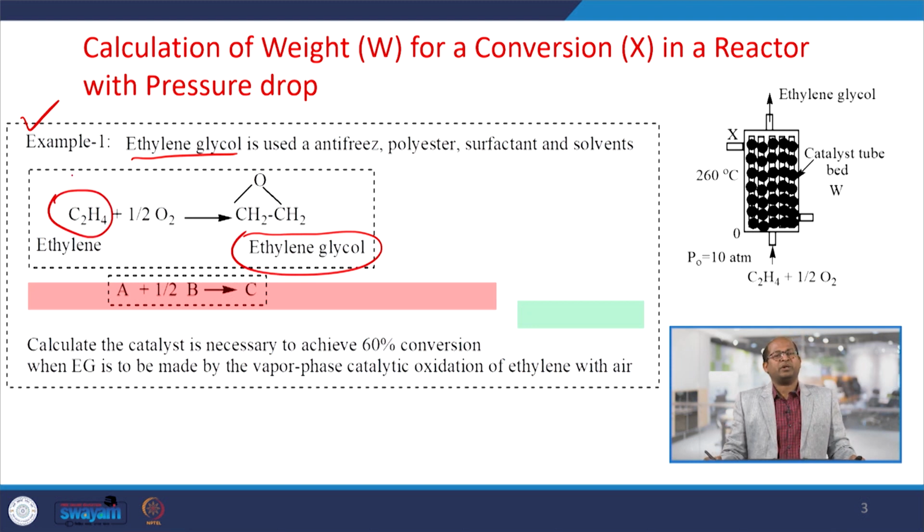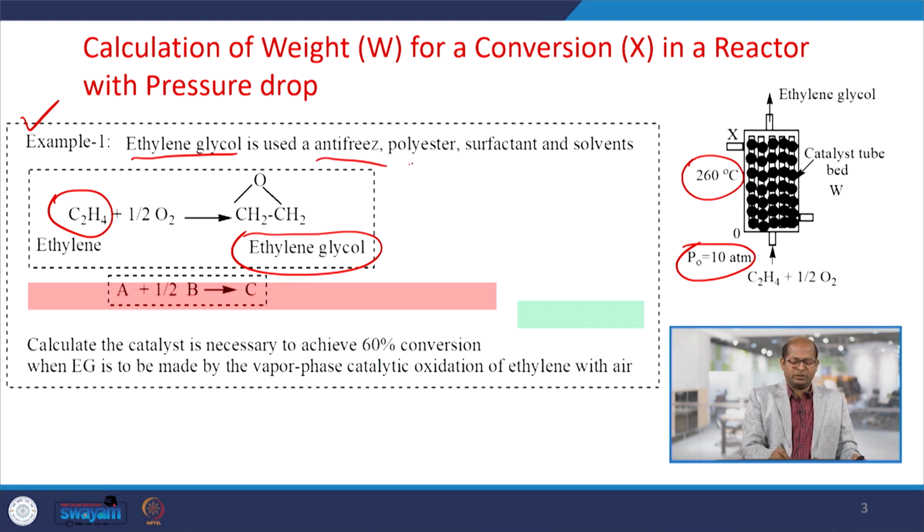Ethylene will be partially oxidized in the presence of oxygen or air, in the presence of a catalyst. We have to maintain high temperature and high pressure, that may be 260 degrees centigrade and a pressure of 10 to 20 bar, using a silver catalyst. This has industrial importance, as we have already discussed: polyester formation, antifreeze, surfactants, as well as use as a solvent.